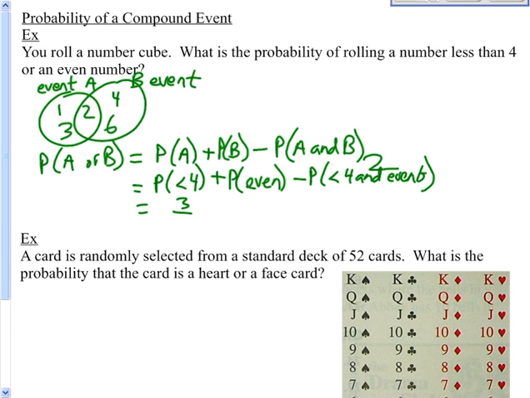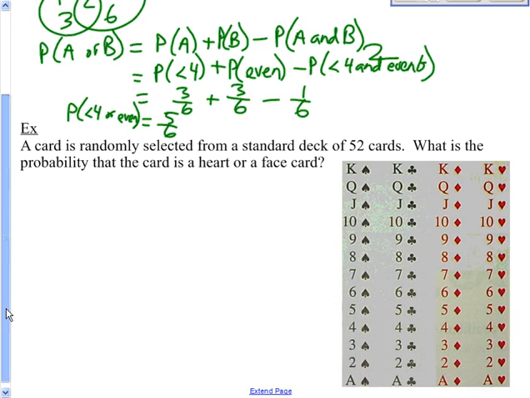So we have 3 out of 6, we have 3 out of 6, but we have to subtract the 1 in 6 chance of rolling a 2, right? You don't want to double count this. So 3 plus 3 is 6, minus 1. 5 out of 6 is our probability that we roll a number less than 4 or an even number. And you think about that and you're like, oh yeah, 5 of the 6 numbers are going to be less than 4 or even. The only one that's left out is the number 5. So it makes sense, doesn't it?